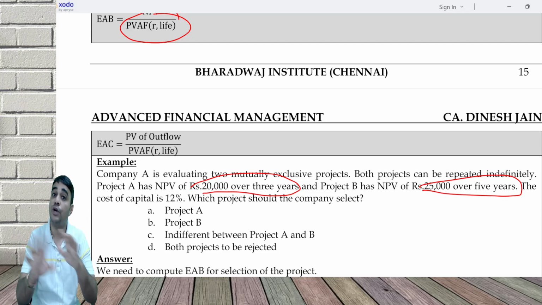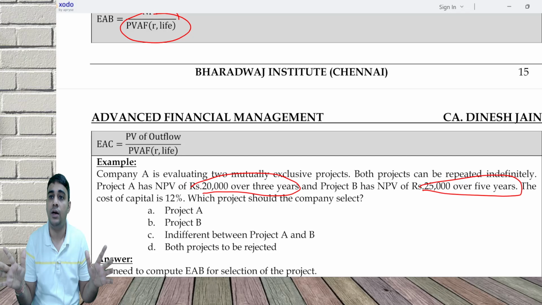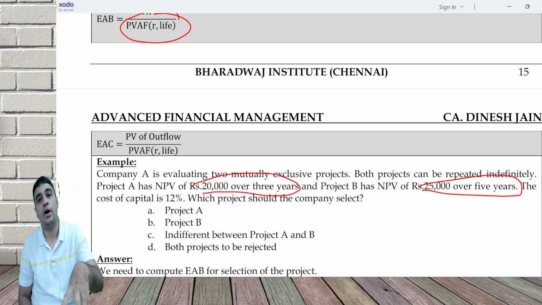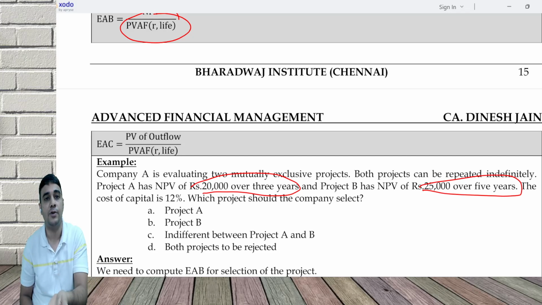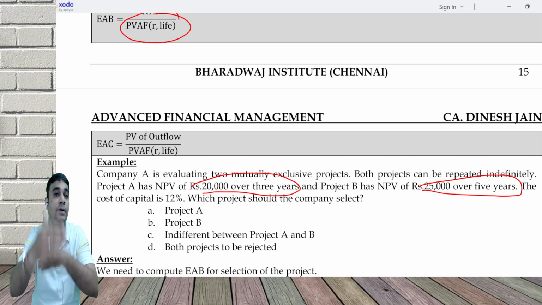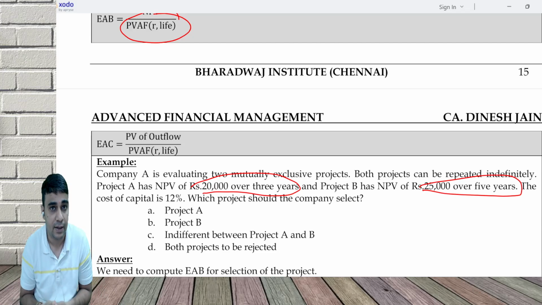Some questions say you cannot repeat it. Then NPV is what makes sense. If I'm going to do project A, I earn 20,000 and I cannot repeat it. Let me earn 25,000; why should I earn 20,000? Let me earn more. EAB and EAC inherently assume that you will keep repeating it multiple times.